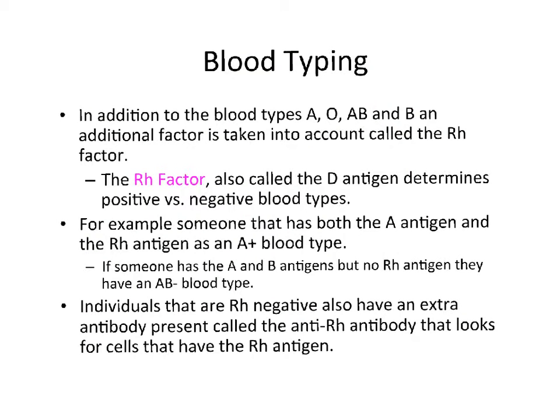The extra factor in blood typing is that not only do we have A, B, and O cell types, but we also have what's called an RH factor, sometimes called the D antigen, and this is what determines positive or negative, okay? And so you could have a cell, let's pretend this is an A, so it's got an antigen on there for A, and it could have a whole other antigen for RH, and that would make it positive.